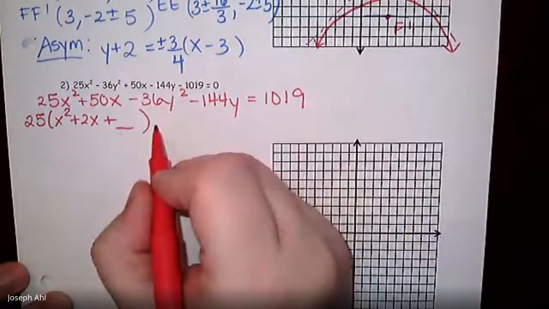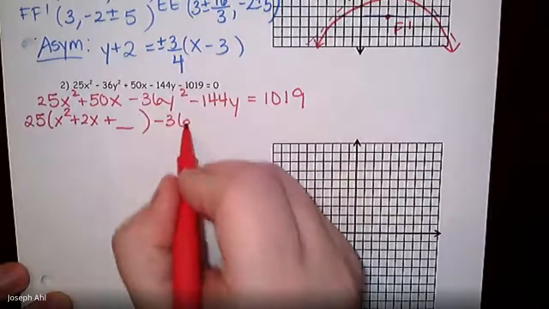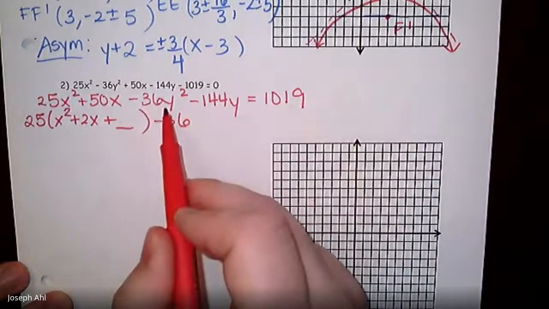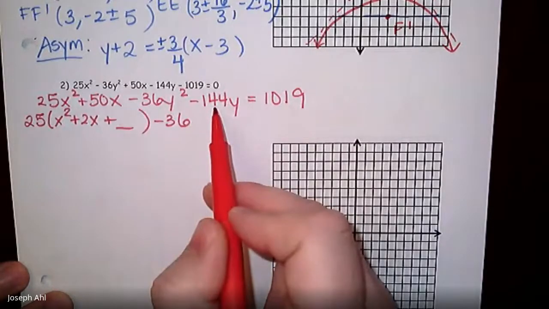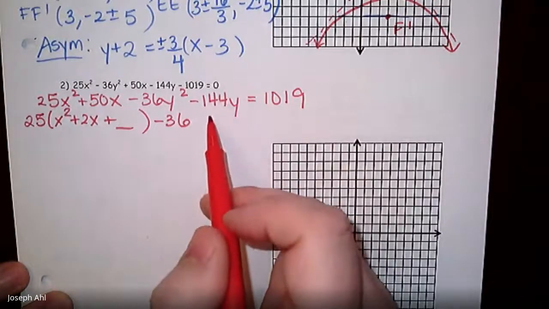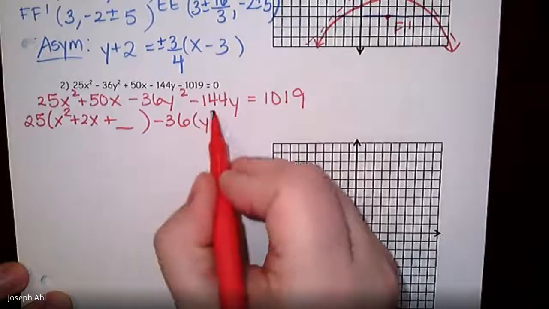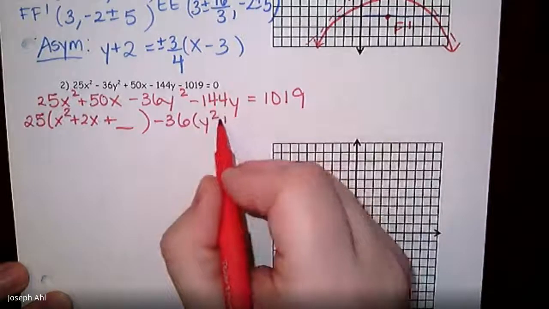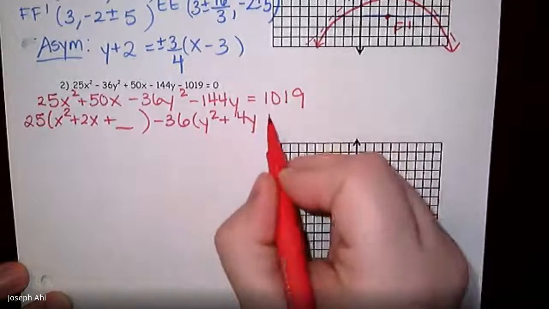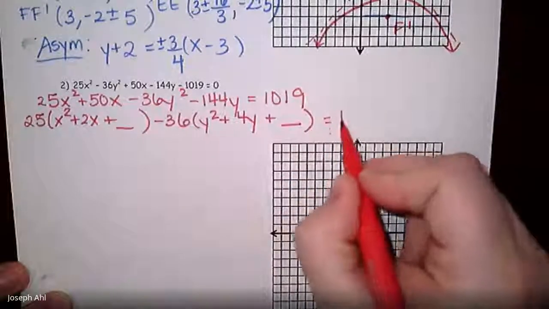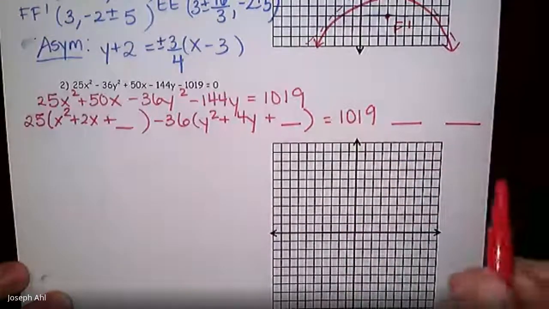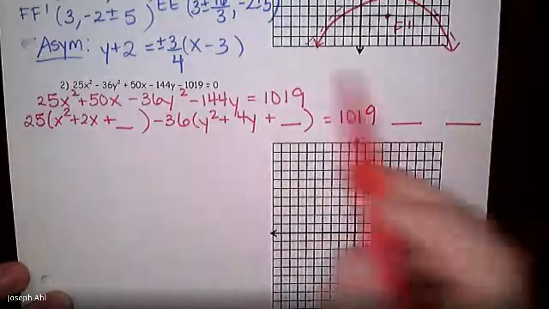I'm also going to have to take out the negative 36. And here's where students tend to make some mistakes. When you factor out a negative 36, keep in mind you're dividing by negative 36 as well. So it's going to be y squared, a negative divided by a negative is now a plus, and that's going to be 4y plus blank equals 1019. And of course, we need some blanks on the other side to keep this balanced.